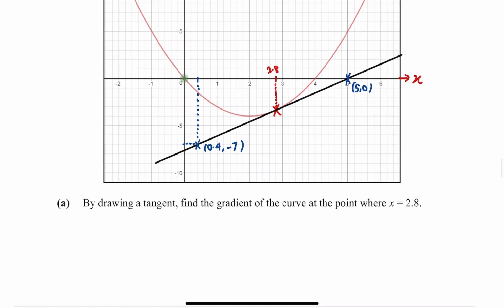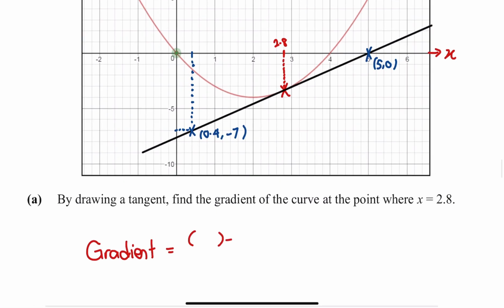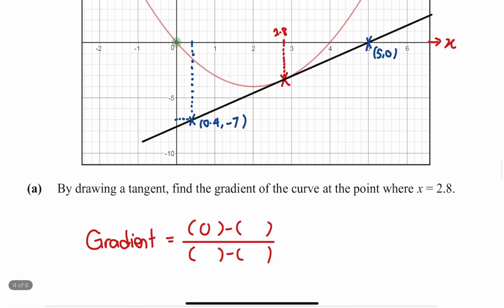Okay, so for part A, gradient is equal to, let's say, y2 minus y1 over x2 minus x1. Okay, y2 minus y1, 0 minus -7, maybe I use blue pen, 0 minus -7 over 5 minus 0.4. Okay, y2 minus y1 over x2 minus x1.